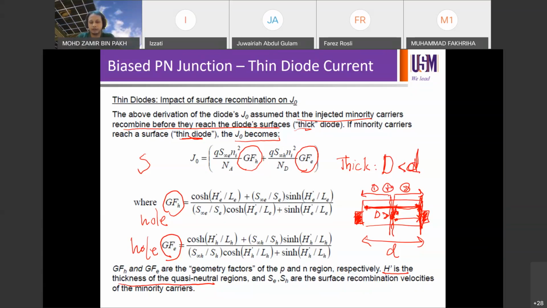The surface recombination velocities for E and H are those of the minority carriers. When you compare this equation with the previous equation for a thick diode, let's revisit the previous equation.